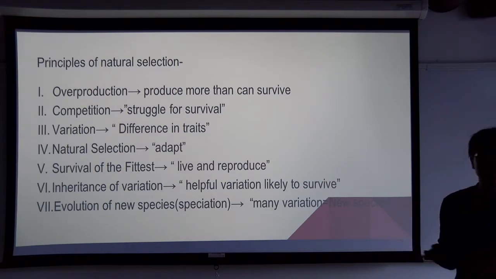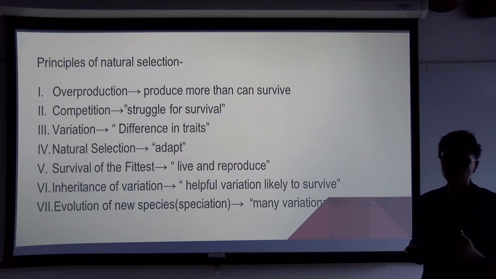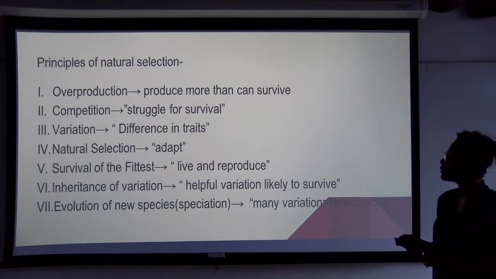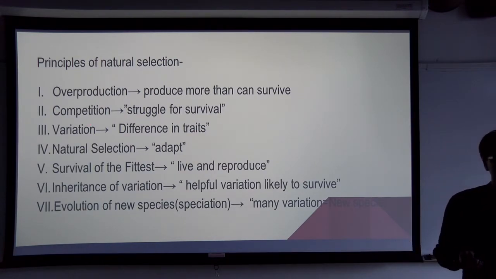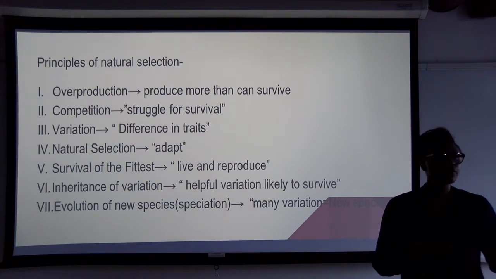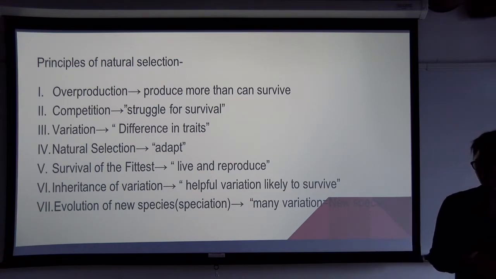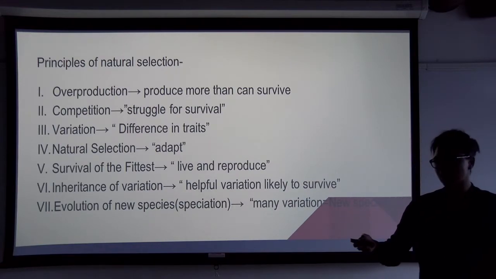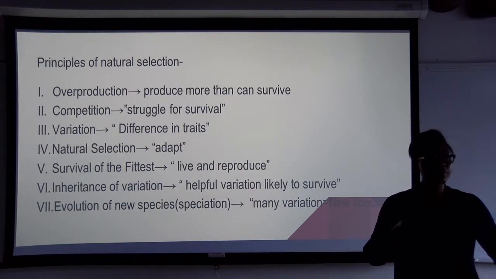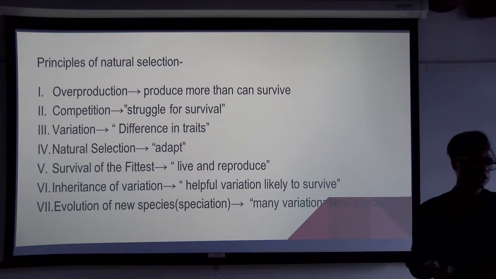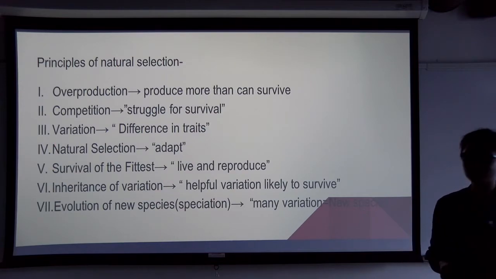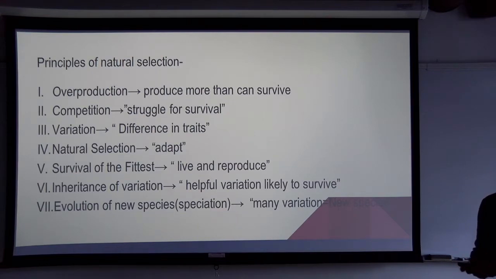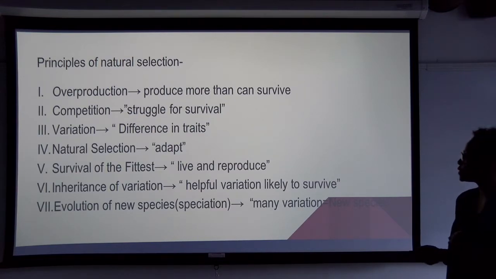You're going to be the best at competition. It's called a struggle for survival. What are you able to do to help your species to survive? Variation is important. Within a species, there has to be different variation, different traits. So we see sexual reproduction give us variation. Even though we're all human in this room, we're all different. We have different variation, different gene combinations. Natural selection, you need to be able to adapt to that environment. Survival of the fittest means that you were able to live and reproduce.